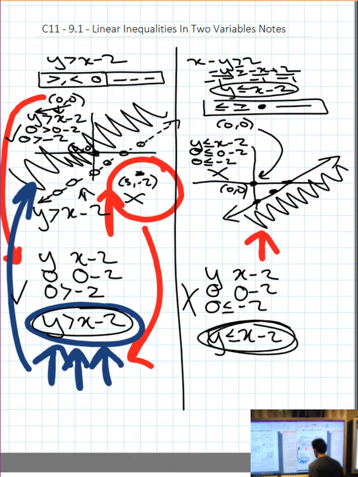Circle your answer. So that's getting an equation and finding the graph, and getting the graph and finding the equation. Doing the test point every time and understanding what the test point means. If you put the test point in and it's good, you obviously shade that side. And if you put it in and it's bad, you obviously shade the other side. Okay, so those are linear inequalities in two variables.